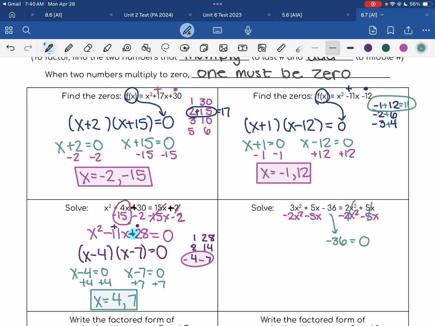Now, 3x squared minus 2x squared is 1x squared. You can write the 1, but you don't have to. And then 5x minus 5x is 0. So I just have x squared minus 36. Now, I'm actually going to solve this. I'm going to pretend like there is a 0x in there. I need two numbers that add to 0 and multiply to negative 36, which would be 6 and negative 6.